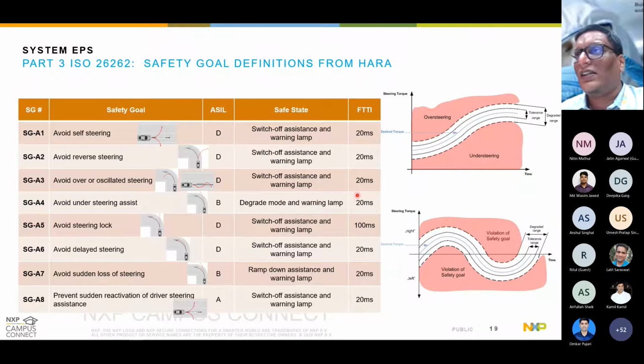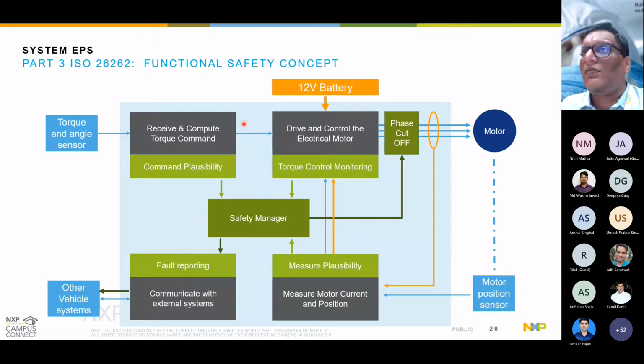Now we need to actually go a little deeper. This is a really high level requirement. It doesn't even talk about what kind of EPS system. There are 10 different varieties of EPS system, but this is really high level, applicable to all different EPS systems. Now we need to go a little deeper and elaborate this requirement into a lower level requirement. So the first level that comes up is the functional safety requirement, or the functional safety concept, as we call it.